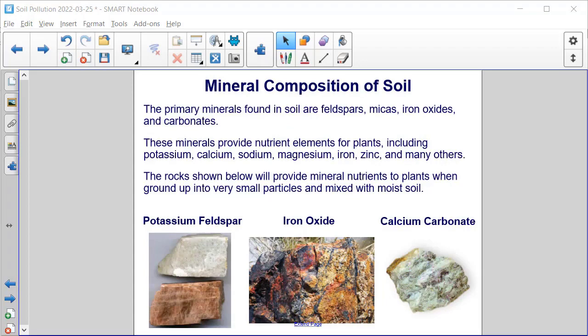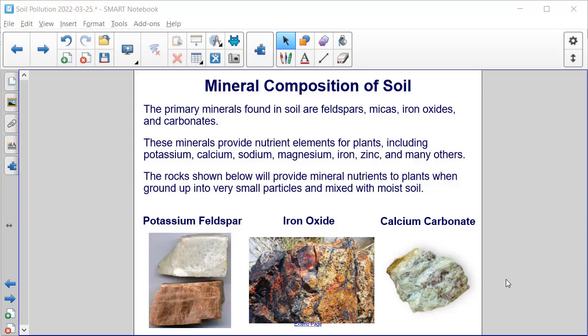Let's discuss now the mineral composition of soil. The primary minerals found in soil are feldspars, micas, iron oxides, and carbonates. So in the images, we can see the rocks of potassium feldspar, iron oxide, and a calcium carbonate. These minerals provide nutrient-dense elements for plants, including potassium, calcium, sodium, magnesium, iron, zinc, and many others.